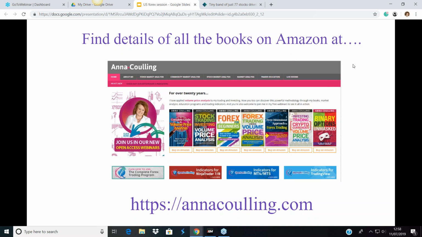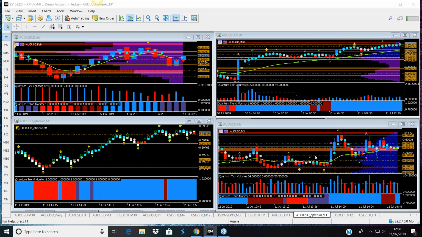Right, I'm just going to stop there and pass over to David. In fact, I think we're going straight over to you. This morning we looked at the Aussie dollar, which has only moved about 10 pips from this morning. So we'll move over to David.